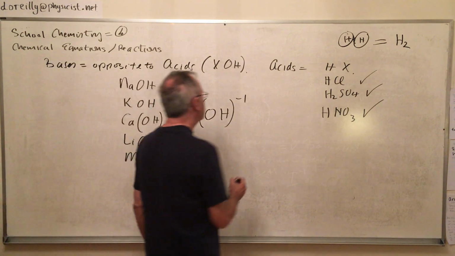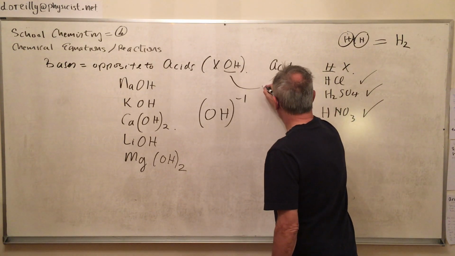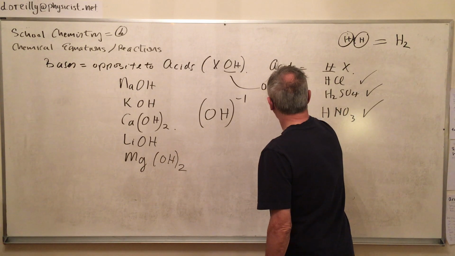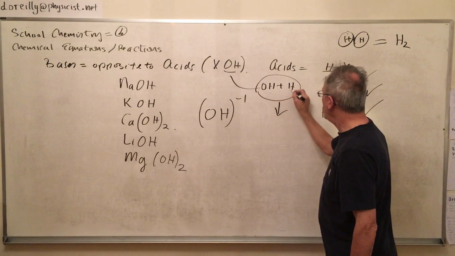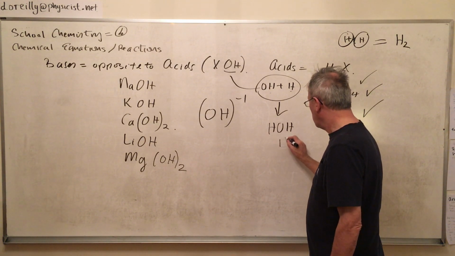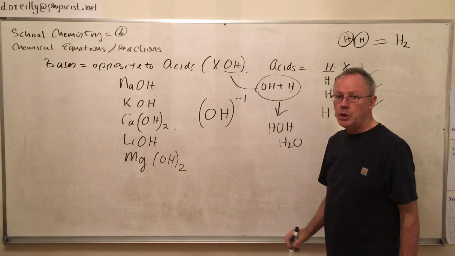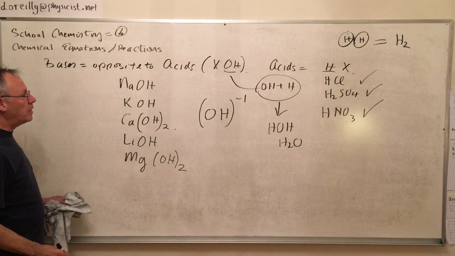Let's see what happens in an acid-base reaction. We have an OH and a H. So we get the H coming together. And what do we get? HOH. Hydrogen hydroxide. We call that water, neutral, okay? That's what happens in all neutralization or acid-base reactions.